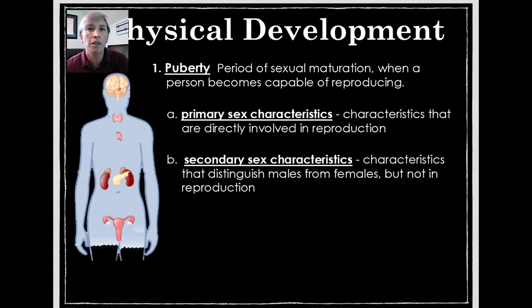It is marked by the development of both primary and secondary sex characteristics, primary being those that are directly involved in reproduction, depending on your sex, which will tell us which one you have. And secondary characteristics include things like hair under the arms, hair in new places, development of breasts and hips for females, and the stuff that attracts other people to that individual.